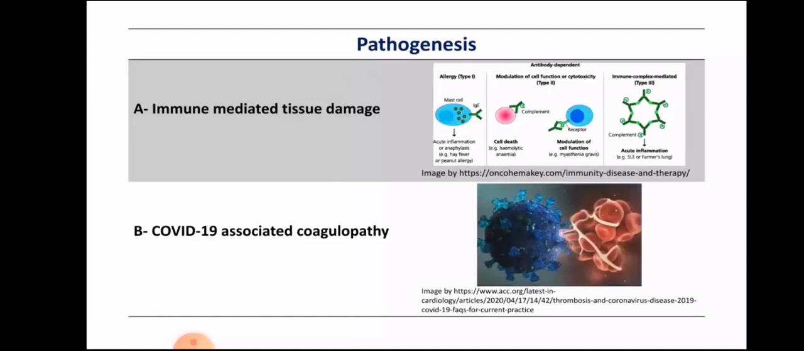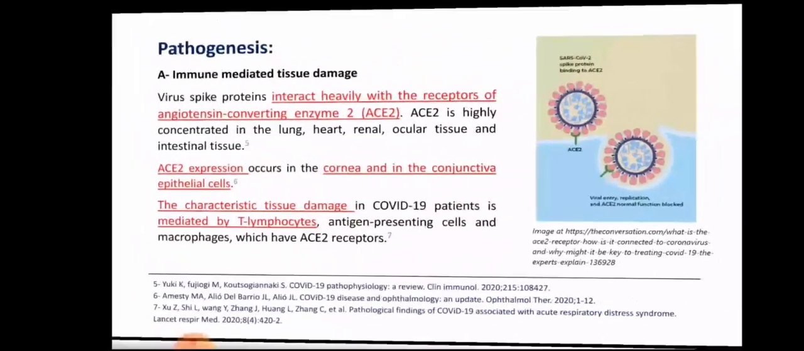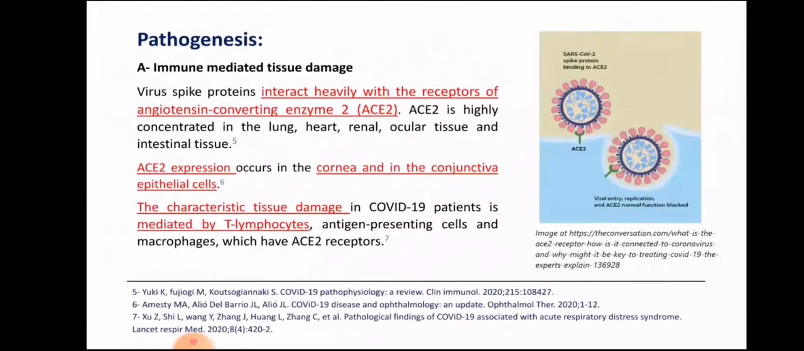Pathogenesis of the disease depends on two mechanisms: immune-mediated tissue damage and COVID-19 associated coagulopathy. Immune-mediated tissue damage occurs by binding of the viral spikes to angiotensin-converting enzyme 2 receptors. These receptors are located heavily in lung, heart, kidneys, intestinal tissue, and ocular tissue in corneal and conjunctival epithelium. This binding will activate T lymphocyte-mediated tissue damage.